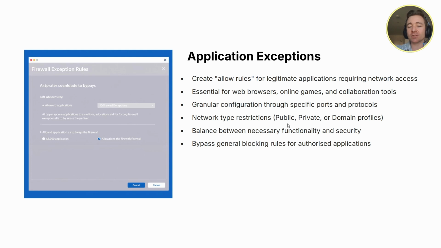Network type restrictions. So if you set your network to public, it's going to be a lot more restrictive. Private is going to have more trust because it's going to say, hey, you're in your own private network. And you can also have different domain profiles where they're individually set up with restrictions there as well. So basically, you can use your application exceptions or allow or deny rules to balance between your necessary functionality and security to make sure you allow what needs to communicate, and you block what doesn't, so that you only have communicating what needs to communicate.